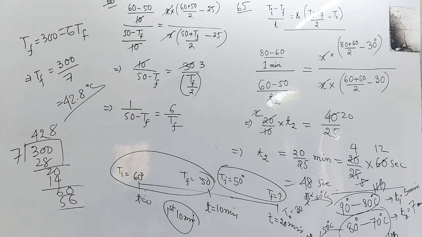Question number 67, you have to calculate the value of T naught. Now we will start your kinetic theory of gases. The heat portion, the chapter we will solve.